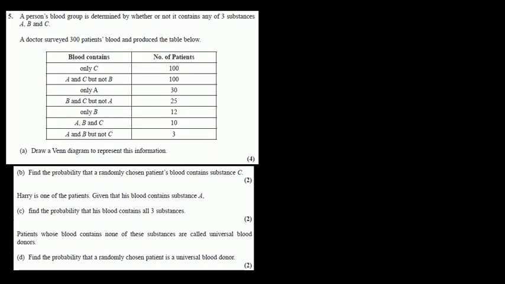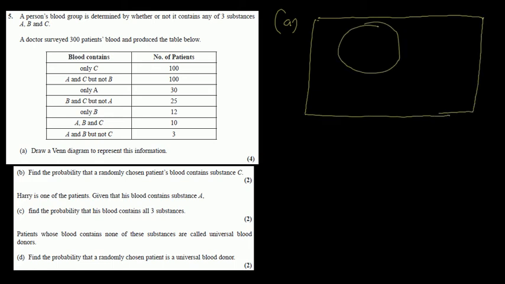Question number 5, this is obviously a Venn diagram sum because it mentions it here. You have to draw a Venn diagram. So let's do this instantly. So we have 3 sets A, B, C again as the previous paper. This is the universal set symbol. We are talking about a person's blood group, determined by whether or not it contains any of the 3 substances A, B, C. This is just a story.